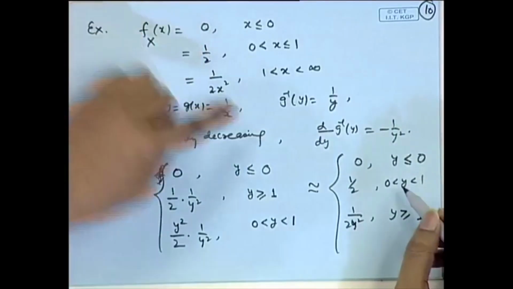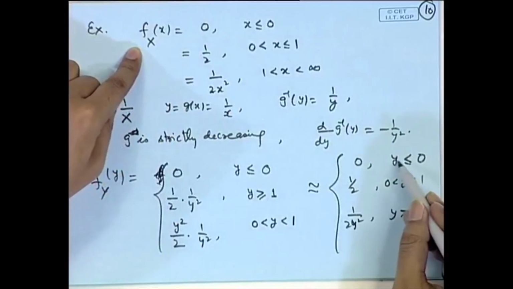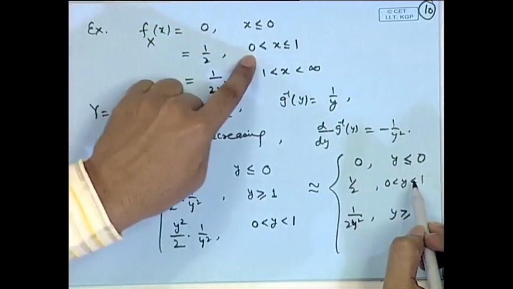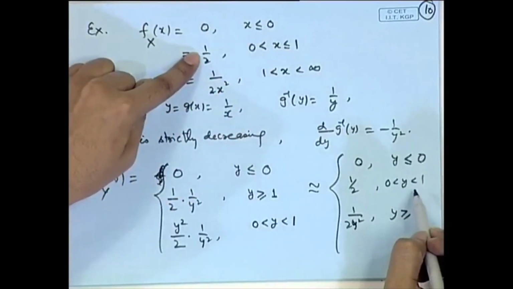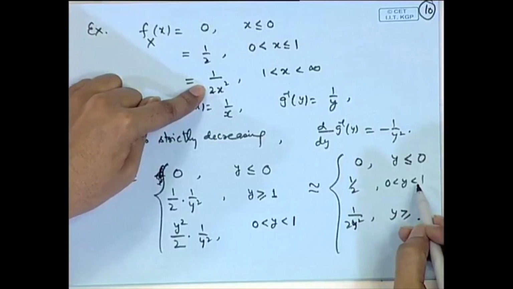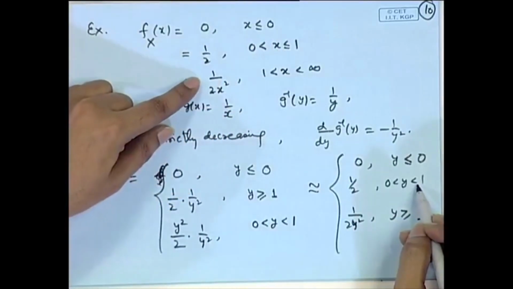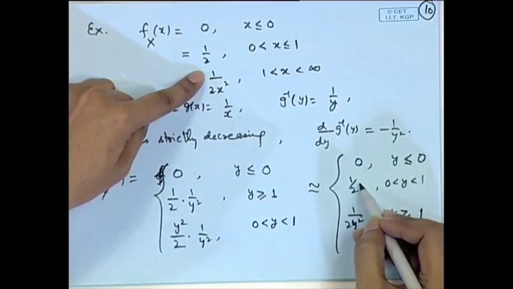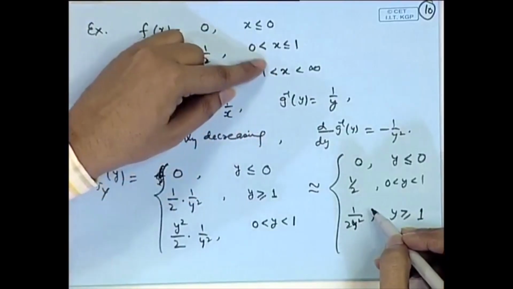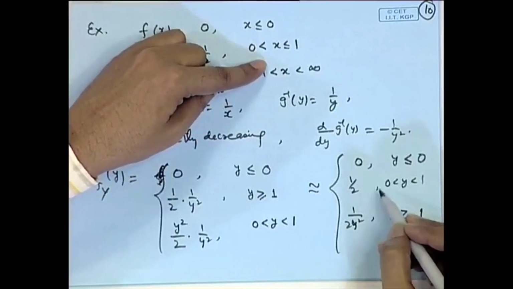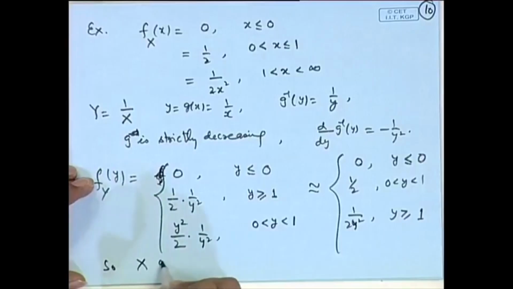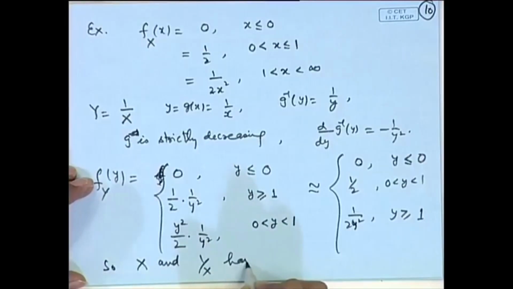Notice here that these f_X(x) and f_Y(y) resemble. So, for x less than or equal to 0 it is 0, here it is 0; for 0 less than x less than or equal to 1 it is half, and when x is greater than 1 it is 1 by 2 x square. That is also satisfied here, except for the equality at the end point, but that hardly matters, because at y equal to 1 the value is half here as well. Actually, at the end points, because it is a continuous random variable, the values are immaterial. So, basically x and 1 by x have the same distribution here.